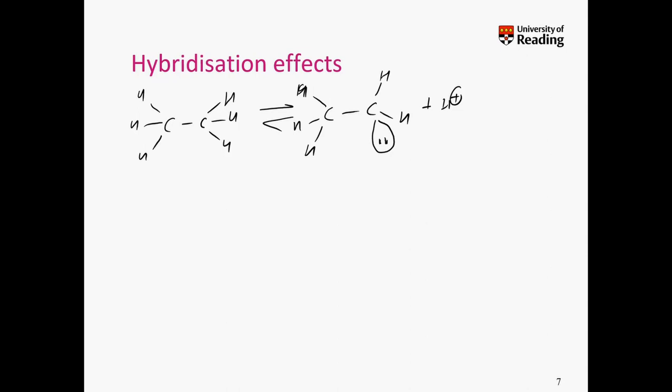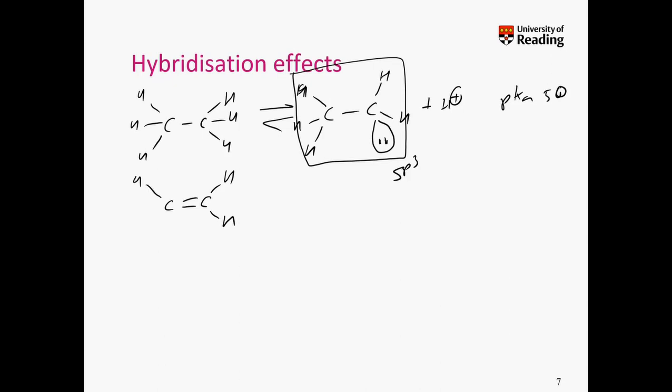So this is our anion, with the electrons there. This is sp3 hybridized, and this has a pKa of 50. Then if we look at the next one, which would be sp2 hybridized, if we looked at an alkene and it was to dissociate, what do we end up with here?